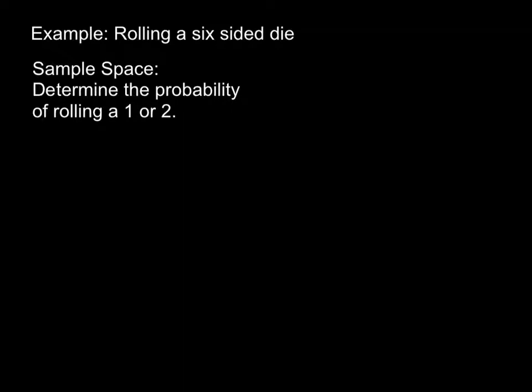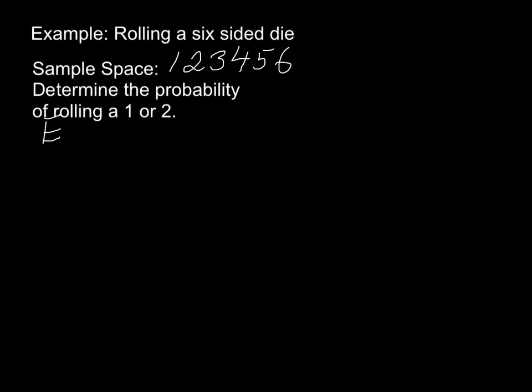So, our example here is rolling a six-sided die. Our sample space, obviously, is 1, 2, 3, 4, 5, and 6. These are all the numbers on my six-sided die. Now, I would need to determine the probability of rolling either a 1 or a 2. So let's do the event first.